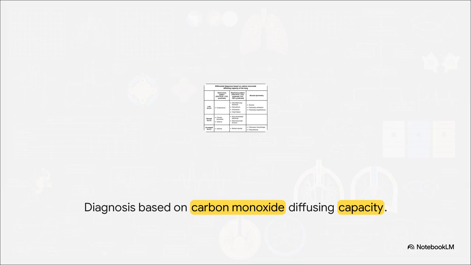Now, what about restrictive patterns? A low DLCO points you straight to interstitial lung diseases, like sarcoidosis or asbestosis, where that barrier is actually thickened. But if your restrictive patient has a normal DLCO, the lungs themselves are perfectly fine. The restriction is coming from the outside, like a severe chest wall deformity or a neuromuscular weakness.